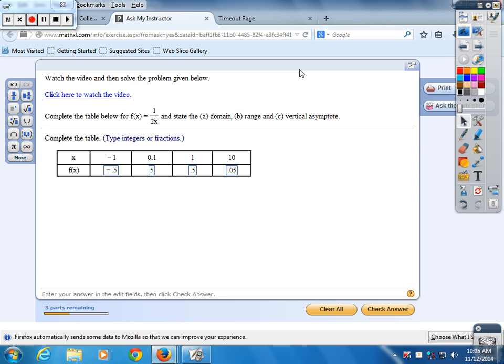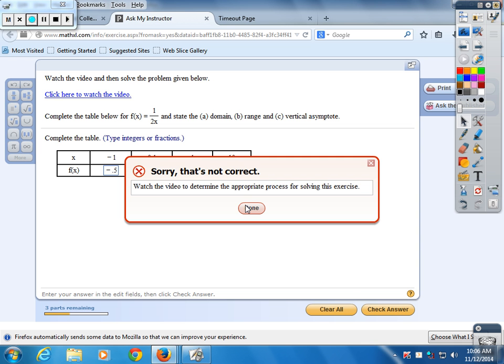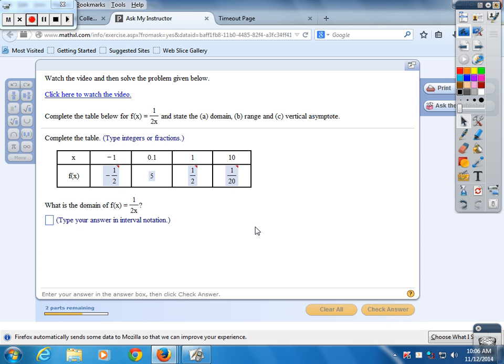And then plug in 10, what do you get? 1 over 20. What's 1 over 20? Is it 0.05? Well, I don't know why you're saying it's wrong. Look, I'm sending you a different one. It said the correct answers were negative 1/2, 5, 1/2, and 1/20. Okay, we're going on. I'm not going to even acknowledge that question.